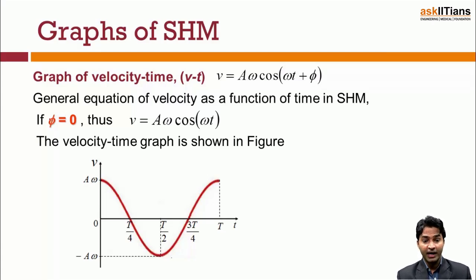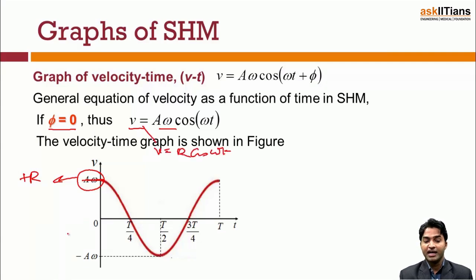So if we put phi equal to 0, we get velocity v equals a omega cos omega t, and we are in a position to draw the graph of cos with respect to time t. The graph of the cos function will start its value from a, which is just the maximum amplitude. So a omega can be taken as positive r. So v equals r cos omega t, and negative r is the minimum value of this function, and we draw the graph like this. So these are the graphs of SHM.